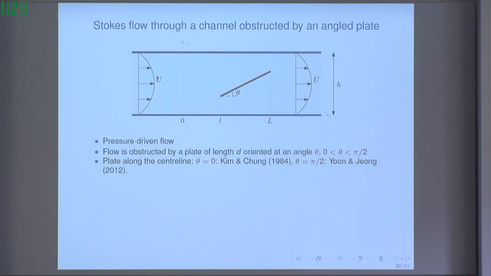And this problem has been analyzed for theta equal to 0, which means the plate is parallel to the channel walls. This problem was solved by Kim and Chang using a 3-part Wiener-Hopf method, and also for the case of pi/2 by Yoon and Jong, where they used, if I remember correctly, eigenfunction expansions. So this method that I presented is ideal for solving problems where you have angled boundaries.